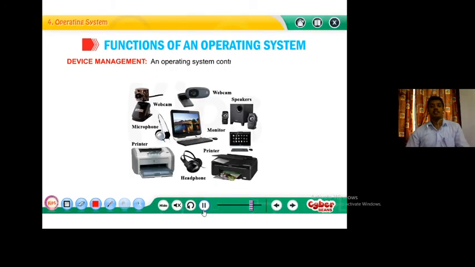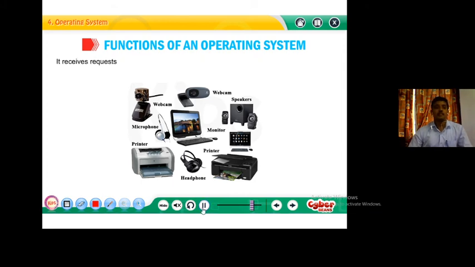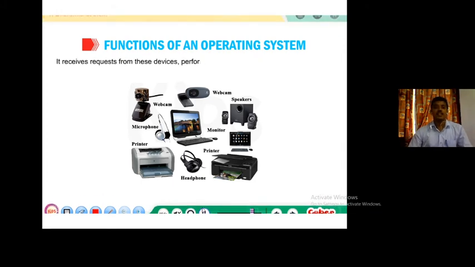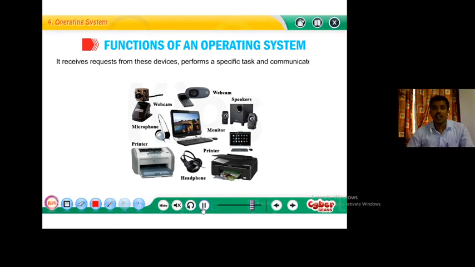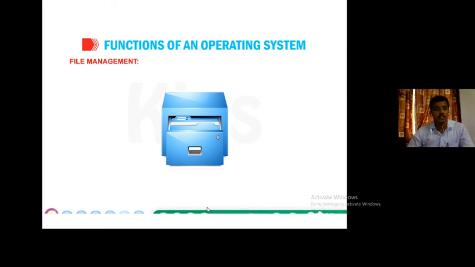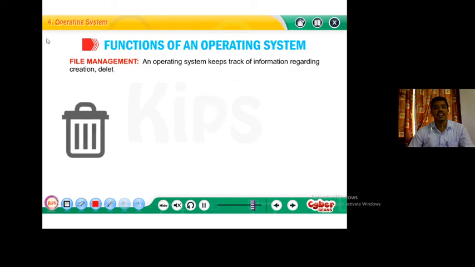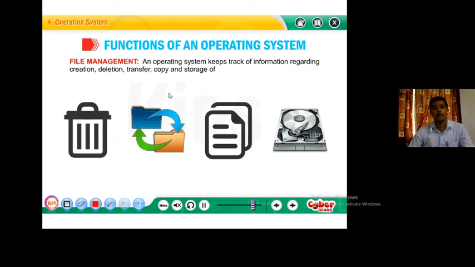So device management. An operating system controls the working of all input and output devices which are attached to the system. It receives requests from these devices, performs the specific task, and communicates back to the requesting process. File management: an operating system keeps track of information regarding the creation, deletion, transfer, copy, and storage of files in an organized way.